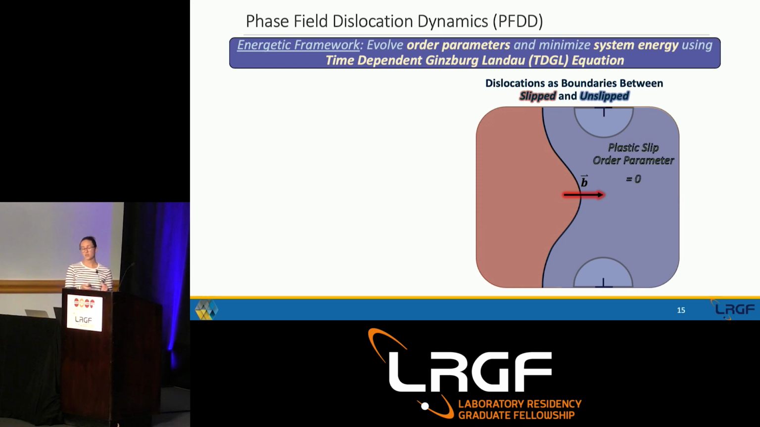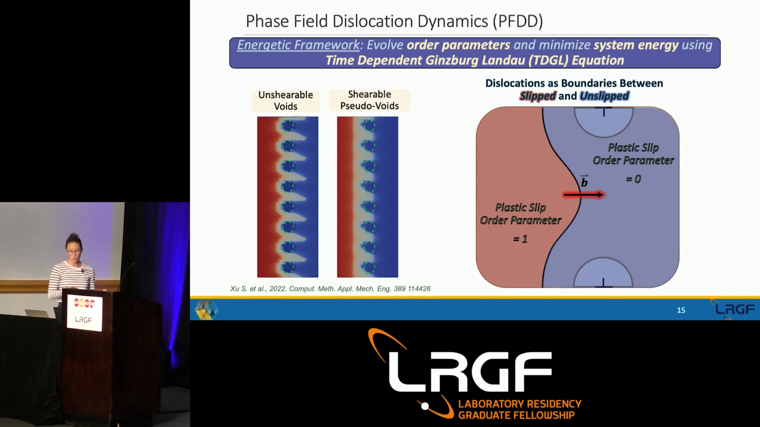And so we can evolve our plastic slip order parameter in the same framework as we would in general phase field modeling, where our order parameter evolves to 1 everywhere that the dislocation has passed. We've used this before to look at voids in copper, where we looked at unshearable voids that the dislocation cannot cut through, as well as shearable pseudo voids where we have infinitesimally small elastic constants associated with the free space of a void, and we can actually shear and cut the voids in this continuum framework, which is a really nice meso-scale approach to this problem that's still very heavily physics-based.